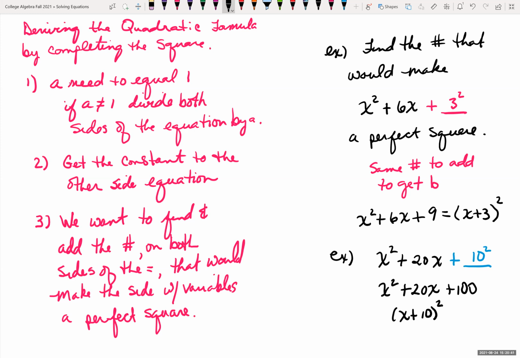So to figure out what that number is to add to both sides of the equation, basically you're looking at your b value, you're taking half of that, and then you're squaring it.